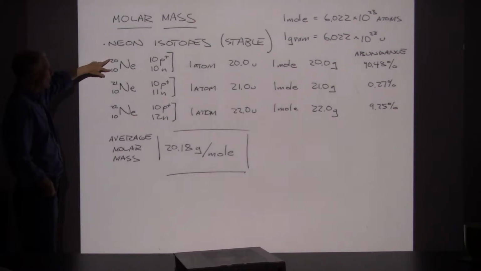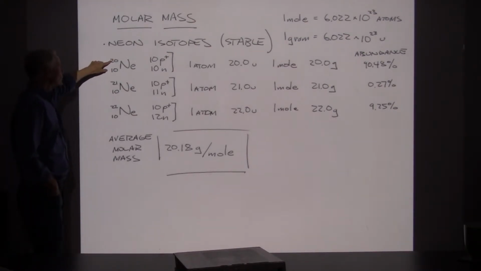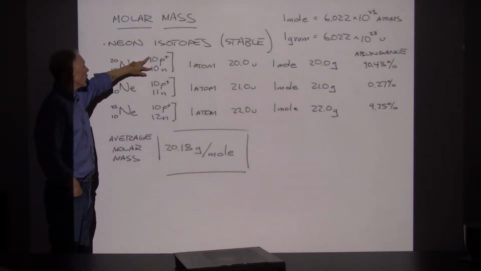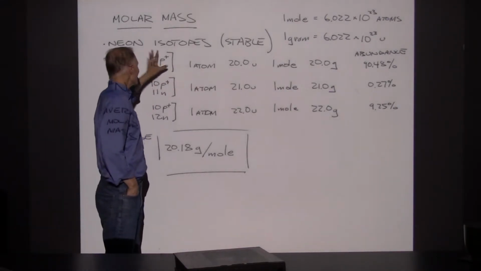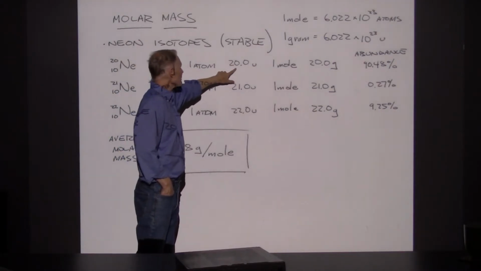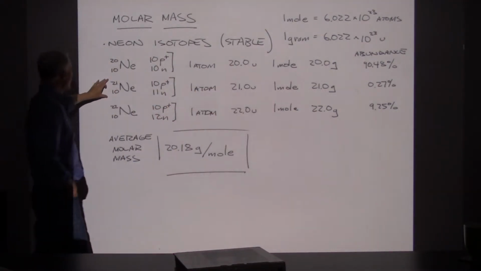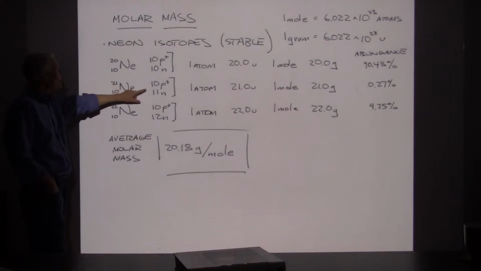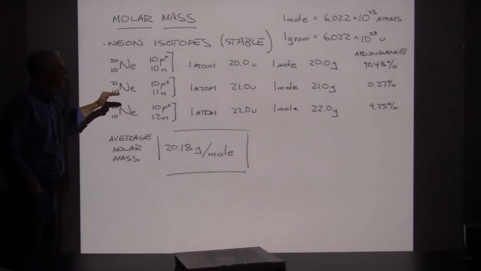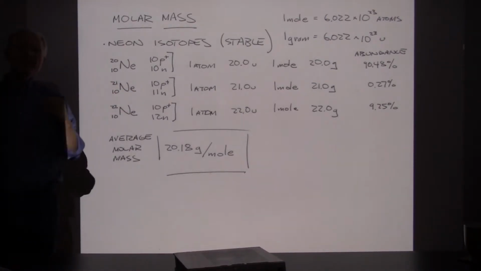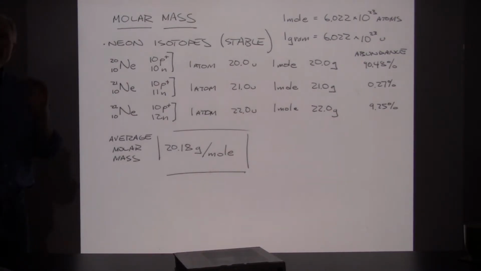Neon has an isotope that is neon 20, which has 10 protons and 10 neutrons. So each atom is about 20 atomic mass units. The 21 isotope has an extra neutron. Now it's still neon because it has 10 protons. Any nucleus that has 10 protons is classified as neon. It will behave chemically as neon.